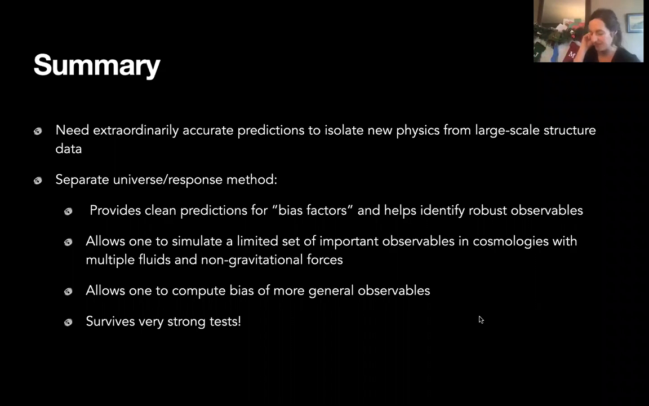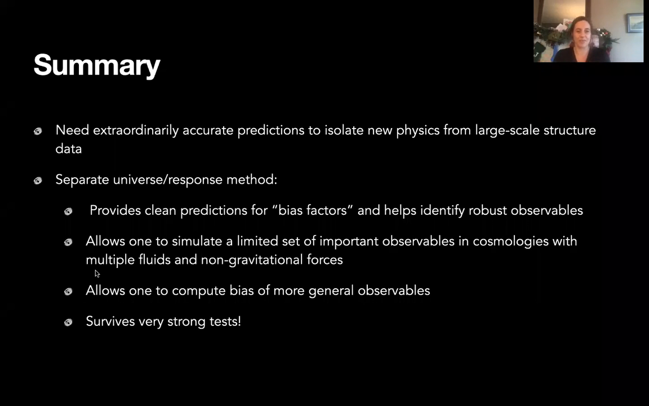identify robust observables, in the sense that you can look for observables like scale-dependent biases from primordial non-Gaussianity, or from scale-dependent growth of density perturbations due to massive neutrinos or other things that persist in large-scale correlations and can be detected without knowing the actual amplitude of the bias factor. This approach also allows you to simulate a limited set of important observables, meaning bias factors or squeezed limit correlation functions, in cosmologies, even in scenarios with multiple fluids and non-gravitational forces.